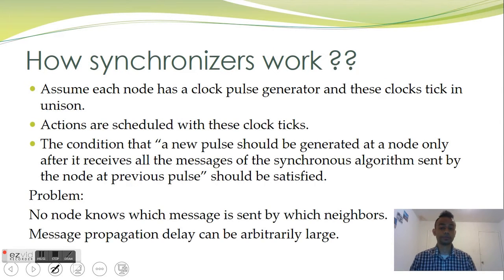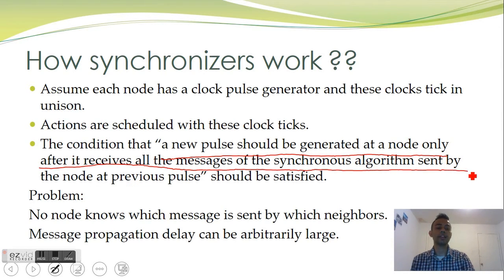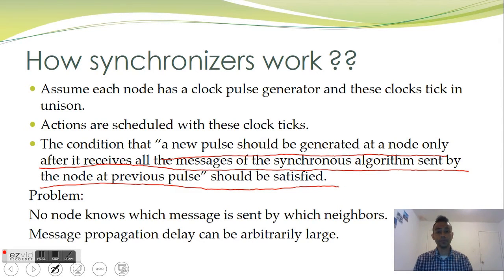How do synchronizers work? Let us assume that each node has a clock pulse generator and this clock ticks in unison. The condition that a new pulse should be generated at a node only after it receives all the messages of the synchronous algorithm sent by the node at the previous pulse should be satisfied. It basically means that a new message is sent for the next tick only when all of the messages for the previous tick have been completed.